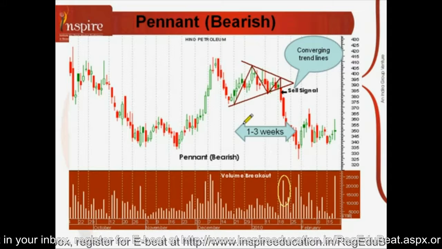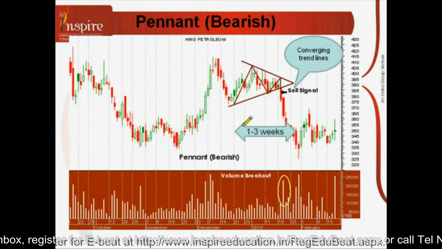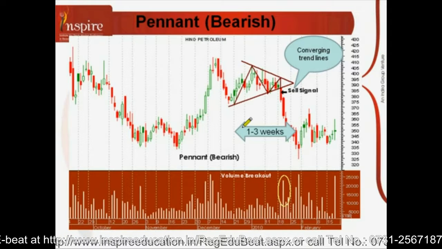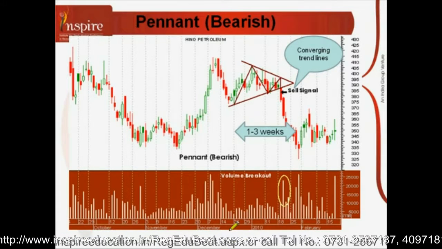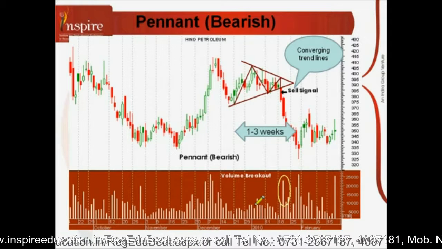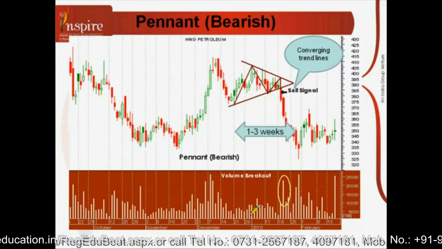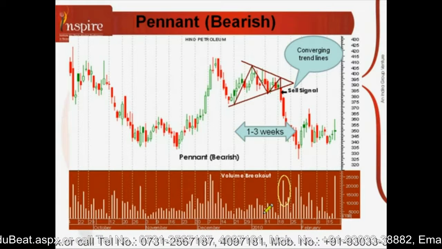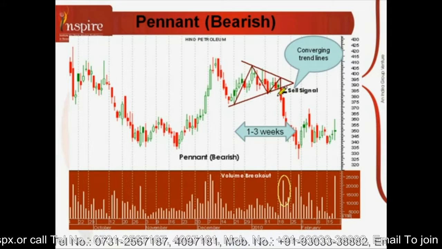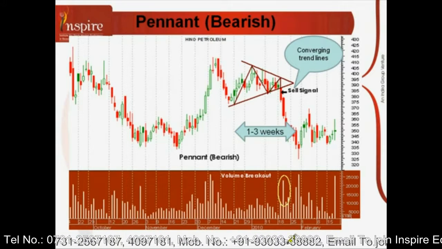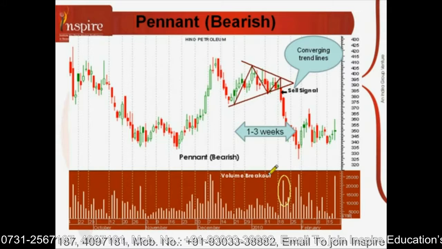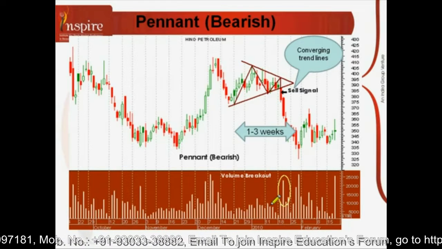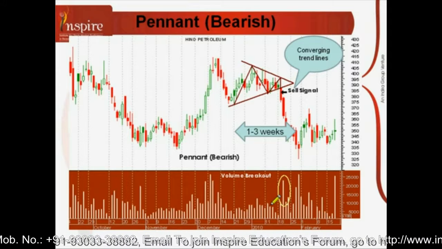Talking about the volumes, as the pennant develops, the volume tends to decrease. When the pennant completes, you will often observe a sharp spike in volumes. See, if you talk about the volumes of the pattern, the volumes tend to decrease as the pattern forms. When the pennant completes, you will often observe a sharp spike in the volume. At the completion of this pattern, there is a sharp increase in the volume, a breakout in the volumes as well. Then coming on to the duration, it is a short duration pattern completed within 1 to 3 weeks.